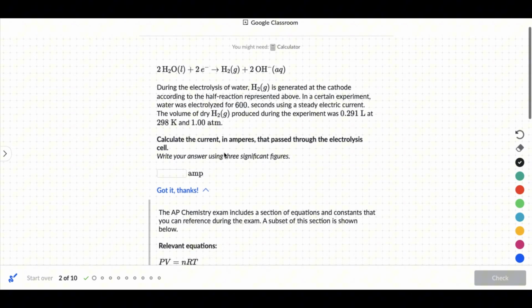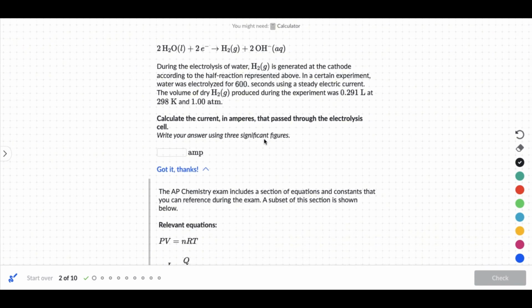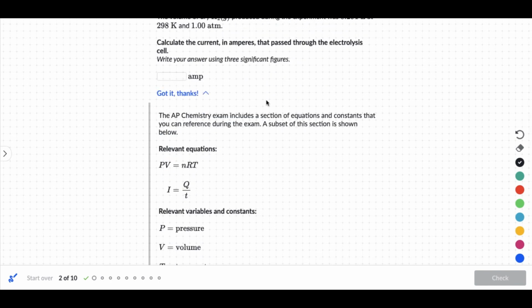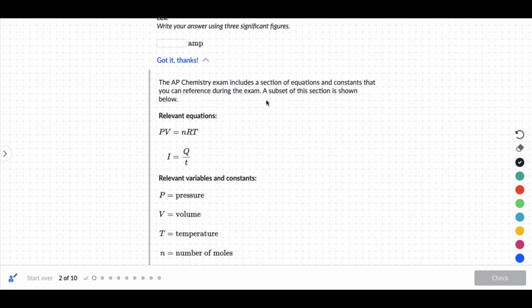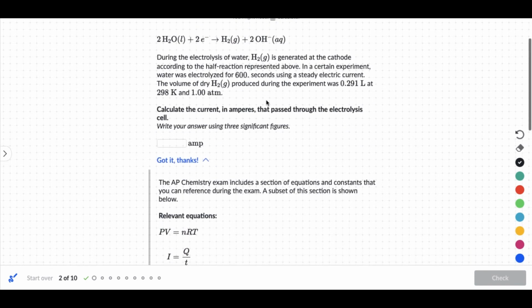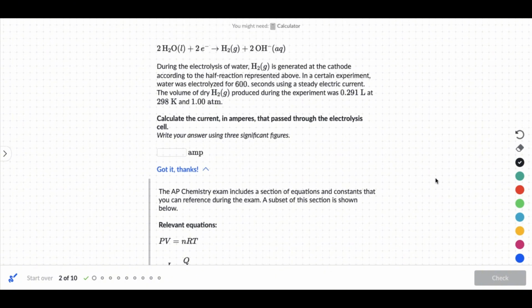During the electrolysis of water, hydrogen is generated at the cathode according to the half reaction presented above. Water was electrolyzed for 600 seconds using a steady electric current, and the volume of dry hydrogen produced during the experiment was this. Calculate the current passed through the electrolysis cell. Let's take a look at some relevant equations that the test has provided for us. First, I think I need to find the moles of hydrogen produced.